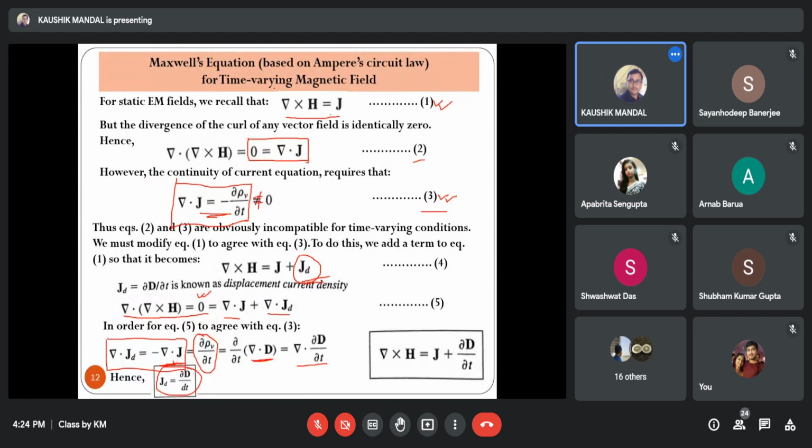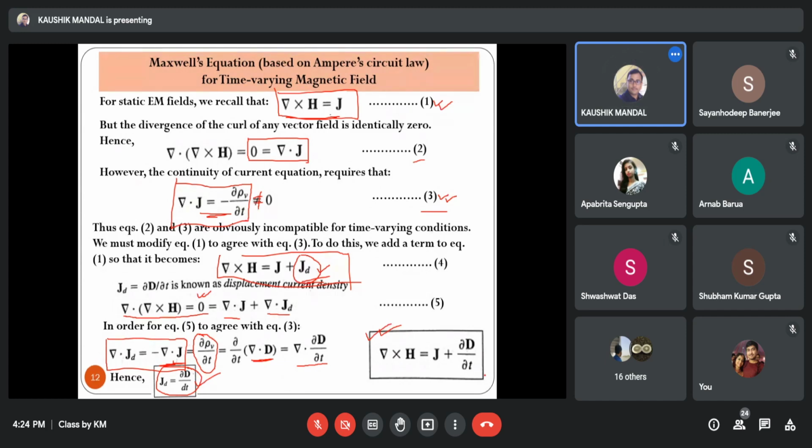So these equations, the Maxwell's equations for the static magnetic field was curl H equal to J. To find out the compatibility between the static field and the time varying field, we have considered curl H equal to J plus JD, and by applying the current continuity equation, we have found out that JD equals del D del T. So the Maxwell's equation becomes, or is modified as, curl H equal to J plus del D del T.